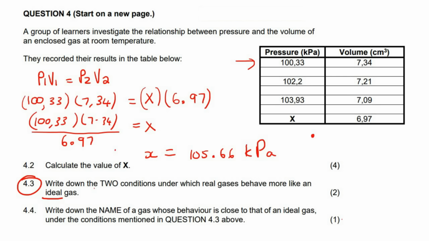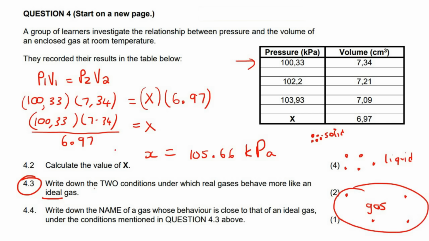In solids, the molecules are very close together. In liquids, they are a little bit further apart. And in gases, they are very far apart. So gas molecules are far away from each other. Gases will behave like an ideal gas at high temperature. Let me explain why.